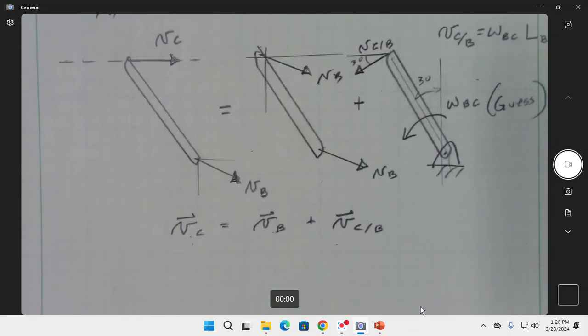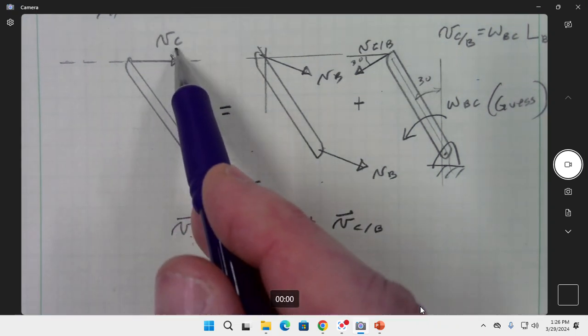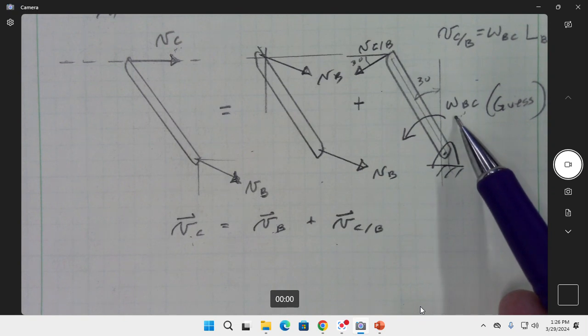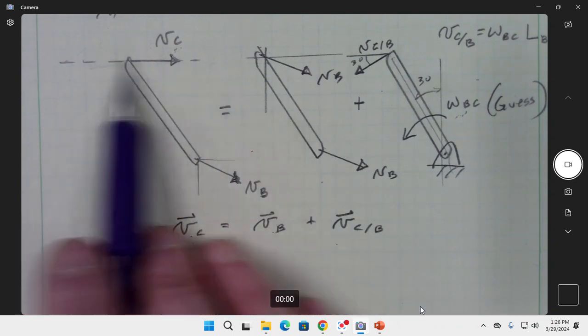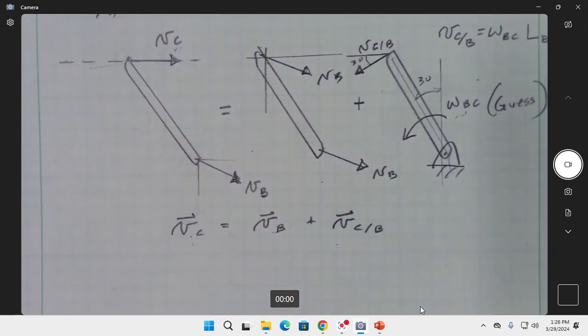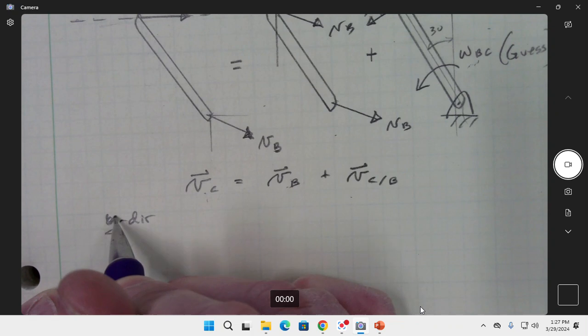Our solution strategy, our main goal at this point, is to find him. He's an unknown, but so is this. So we need to get this somehow first. And we were lucky enough in the setup of this problem that this thing is completely in the horizontal direction. So we know in the vertical direction it's going to be 0. So let's do that one first. And so we go in the y direction. That's a y, not a g.